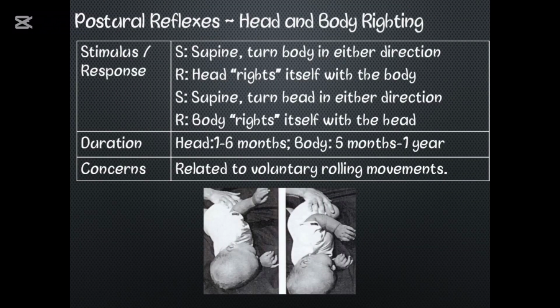Now, the next reflex we have is the head and body righting reflex. Here, the infant is placed in supine position, and when the body is turned in either direction, the head rights itself with the body. While if the head is turned in either direction, the body rights itself with the head. Now, duration for the head lasts from 1 to 6 months, while for the body it lasts from 5 months to 1 year. And this is related to voluntary rolling movements.